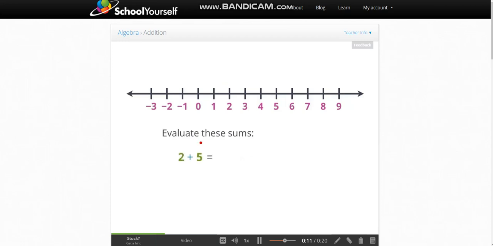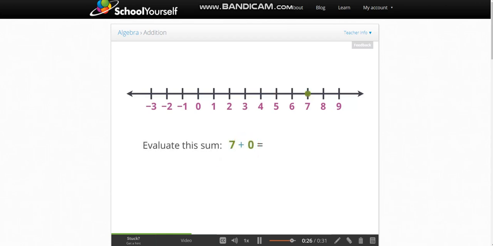Next, try a few more examples. What's 2 plus 5? And also see what happens when we switch the order of the numbers so we have 5 plus 2. Nicely done. Starting at 2 and then moving 5 to the right leaves you at 7. And starting at 5 and then moving 2 to the right also leaves you at 7. So 2 plus 5 equals 5 plus 2. In general, when you're adding numbers together, you can add them in any order and you'll always get the same answer. So next, let's see what happens when you add 0.